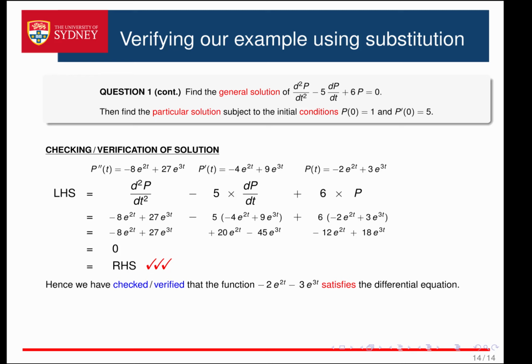Again, not only does the function satisfy the dE, but it passes through the point t equals 0, p equals 1, and at t equals 0, the slope of the curve is equal to 5. When you think about this, this is no arbitrary function and not something that could be easily guessed.